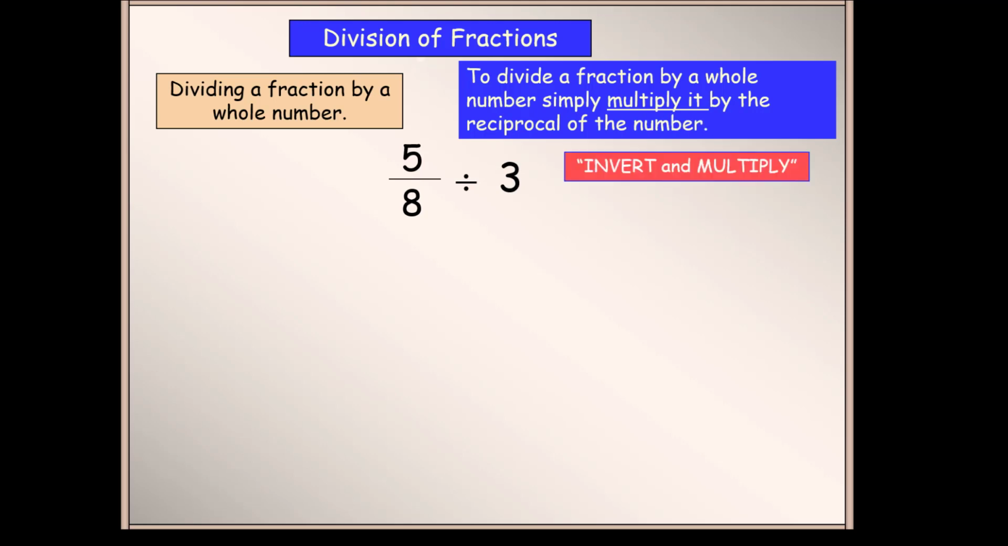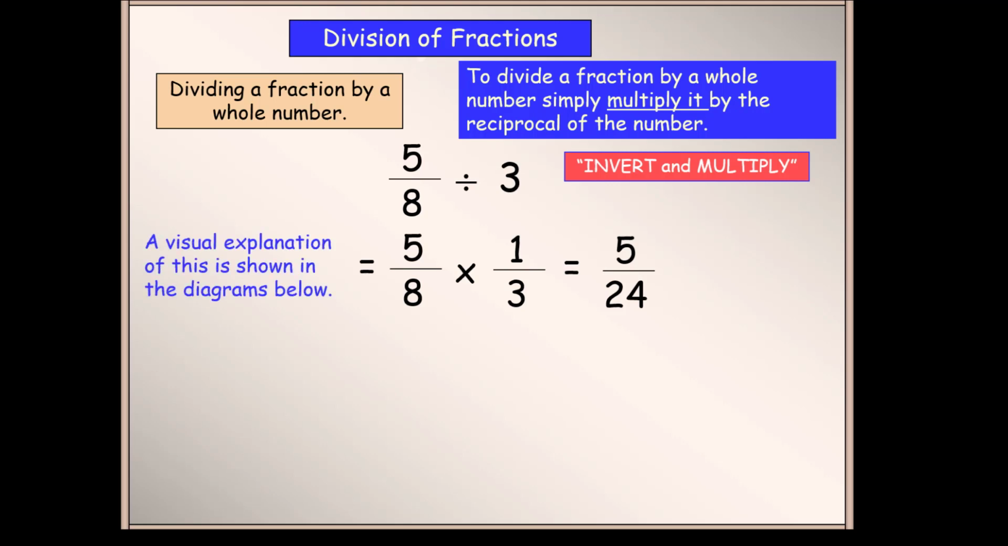What does this mean? It means the 3 must be inverted, which means 3 over 1 then becomes 1 over 3. So a third is the reciprocal of 3. And then we just multiply normally. We can multiply the numerators and the denominators.